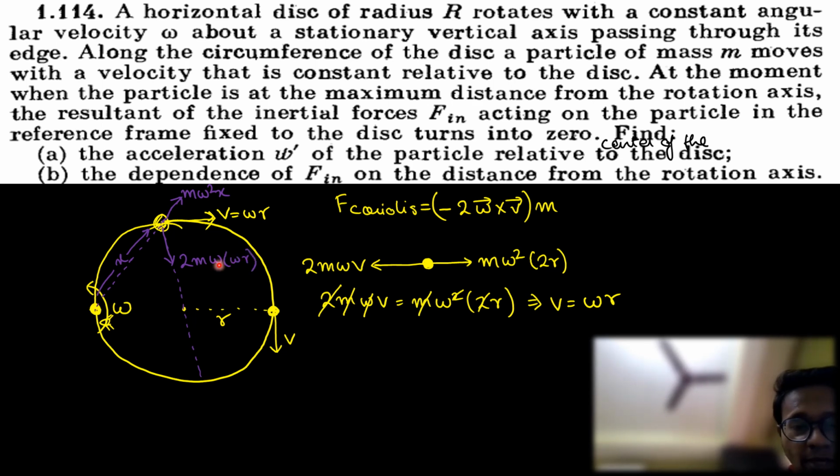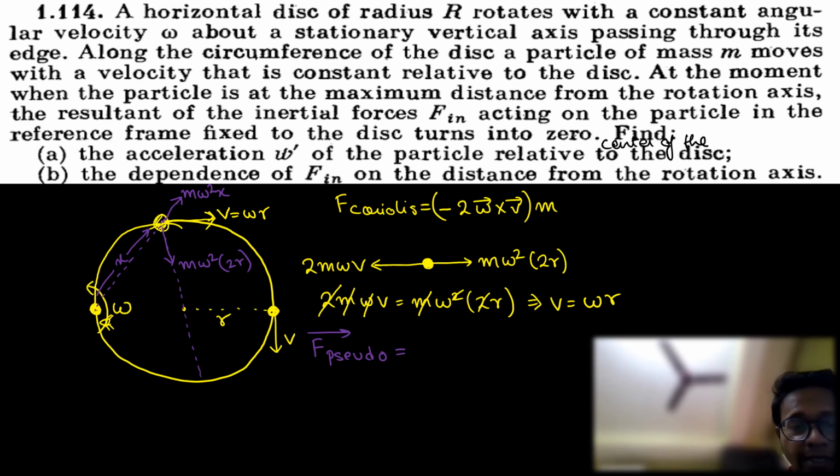Now this would be 2m omega square r. What I'm doing here is bringing this 2 with r. That means m omega square into 2r. Just algebraic manipulation.